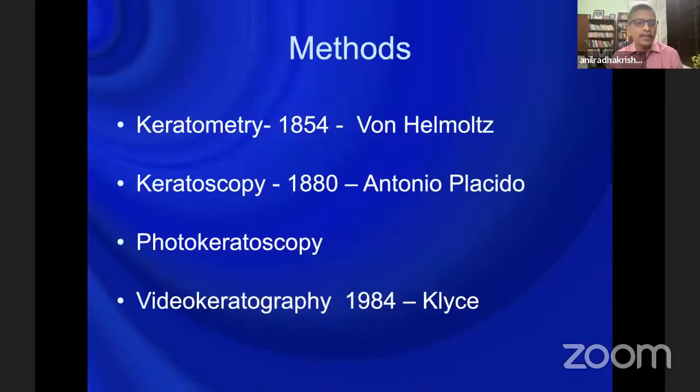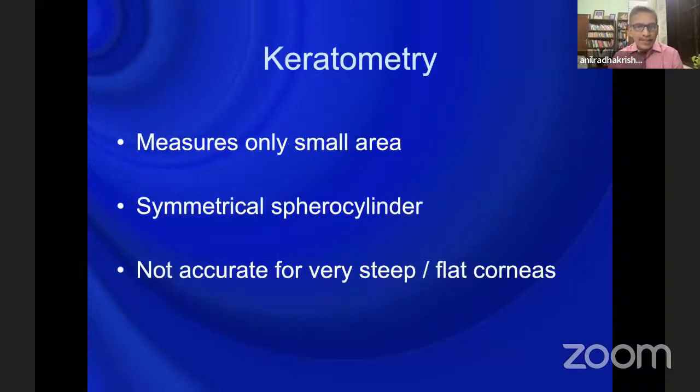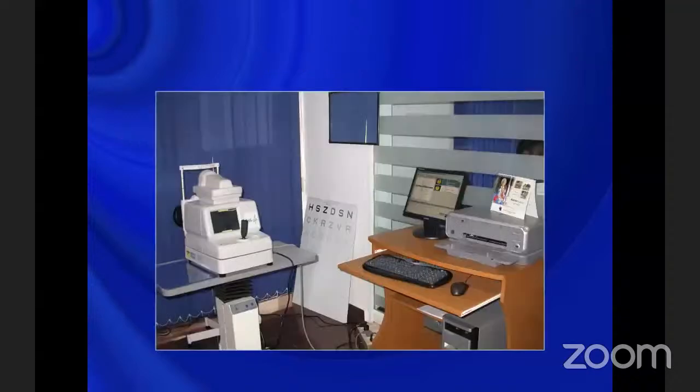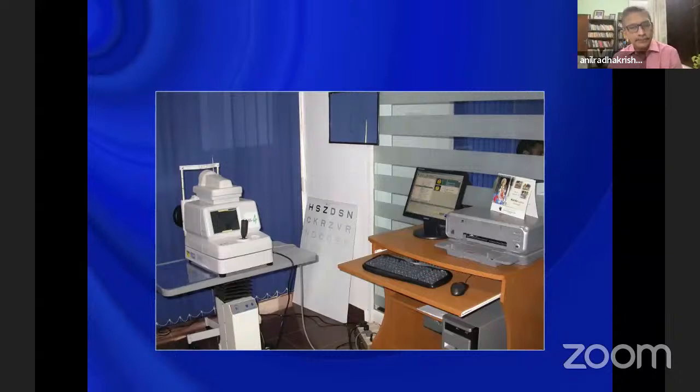So I'm not going into the history. Keratometry came all the way back in 1854, but the first video keratography actually came out only in the late 90s. One of the earliest instruments I had the good fortune to use, both TMS as well as the ISIS, was while I was doing my post-graduation. The disadvantage of keratometry is that it measures only a very small area and it assumes that the cornea is symmetrical, a symmetrical spherocylinder. For that reason, it is not accurate for a very flat or a very steep cornea.